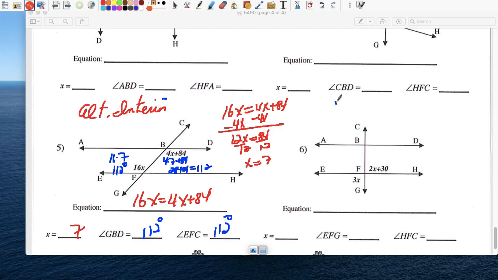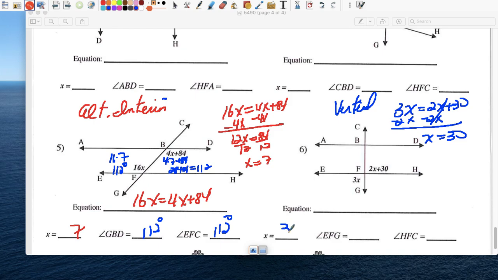Last one, they're vertical angles. They're vertical angles, they're equal to each other. So the equation is 3x equals 2x plus 30. Variables on both sides, let's get rid of the 2x. So minus 2x, minus 2x. This one's easy, x equals 30.